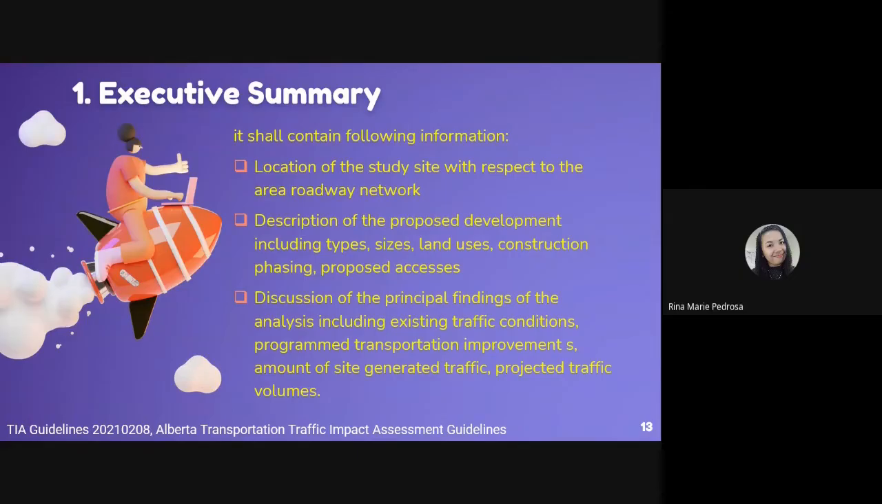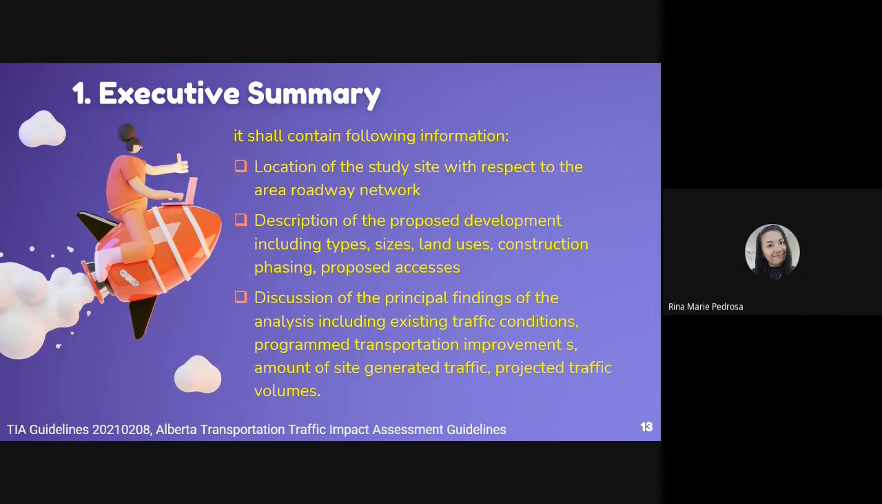The Transportation Impact Assessment preparer shall include an executive summary at the beginning of the TIA report to provide a short synopsis of the key findings, conclusions, and recommendations. At a minimum, it shall contain the following information. It should have the location of the study site with respect to the area roadway network. It should also have the description of the proposed development that includes the type, size, land uses, construction phasing, proposed accesses.